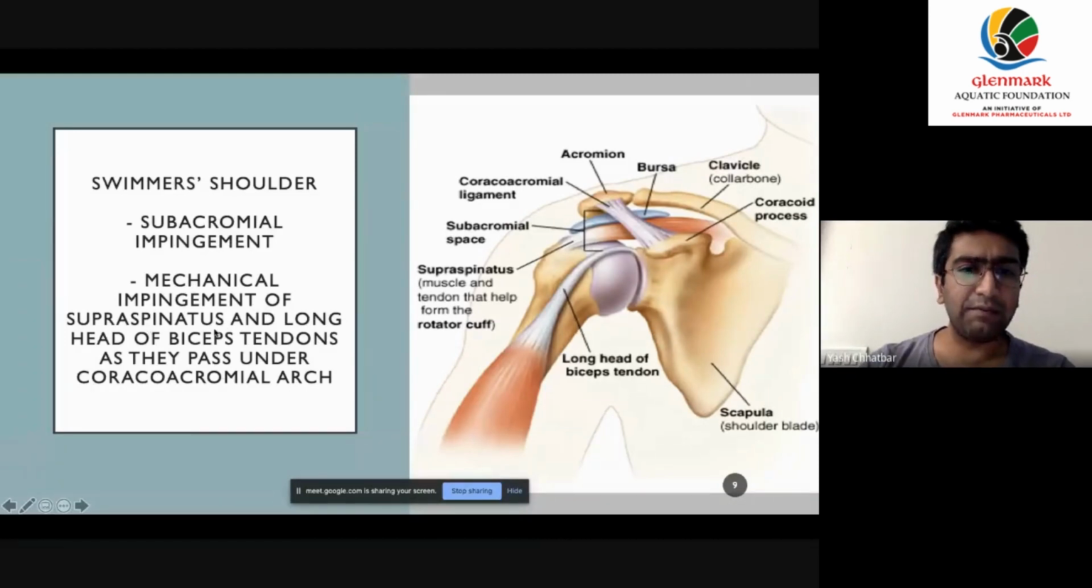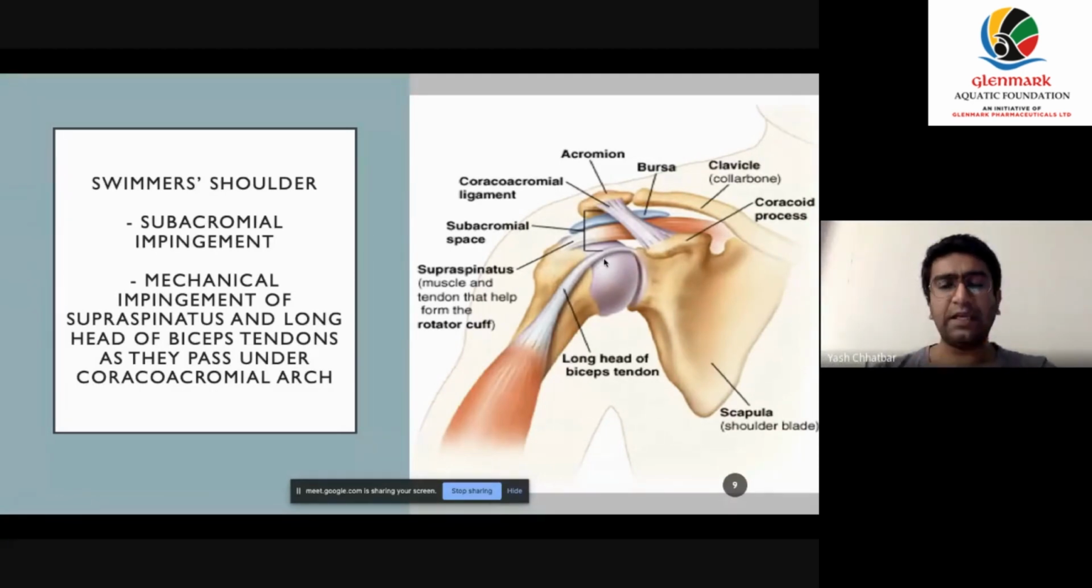So there is mechanical impingement of the supraspinatus, this muscle which you can see, which is directly under that bridge, and of the head of the biceps tendon as it passes under. And this is the biceps. So the biceps is also a key factor over here. And part of the biceps goes through the capsule, which also helps in terms of stability of the shoulder. That's a different topic.